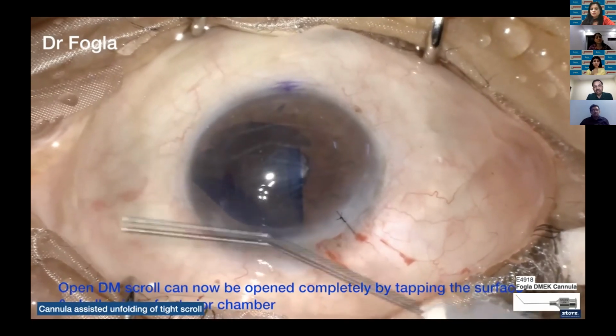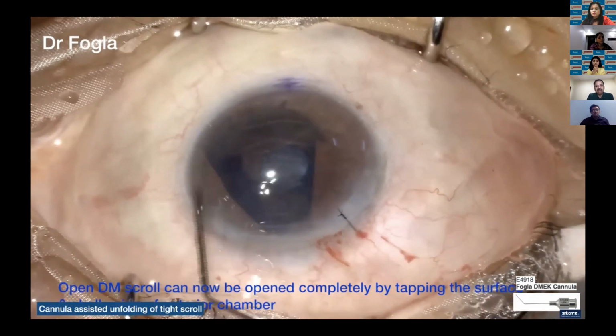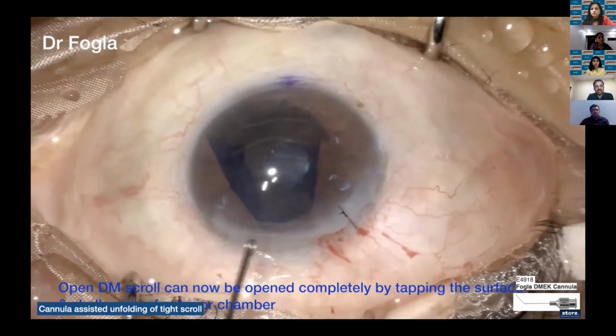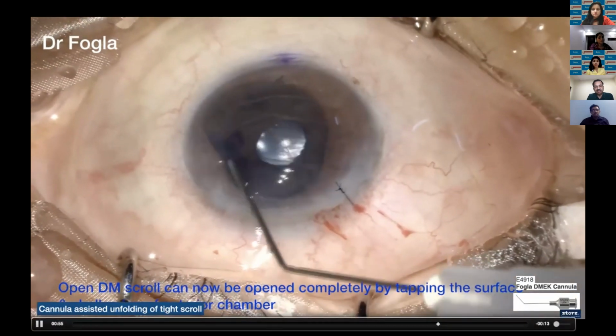This is an older video. Using a single cannula, it's a little bit more difficult, but if you use a bimanual technique, I think you have greater control over the way you open up the scroll. So you can see the S stamp there that's in position.